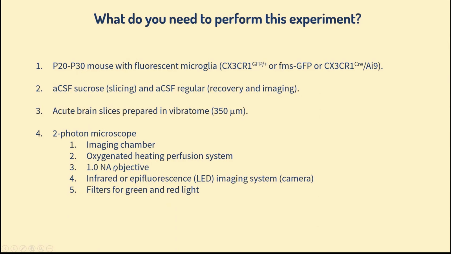You will need a good objective because you need to have enough resolution to discern the branches of the microglia. You will need some kind of epifluorescence imaging system so you can see where you are before doing the 2-photon imaging, and the filters. And image analysis software, Fiji or Python, and the scripts.